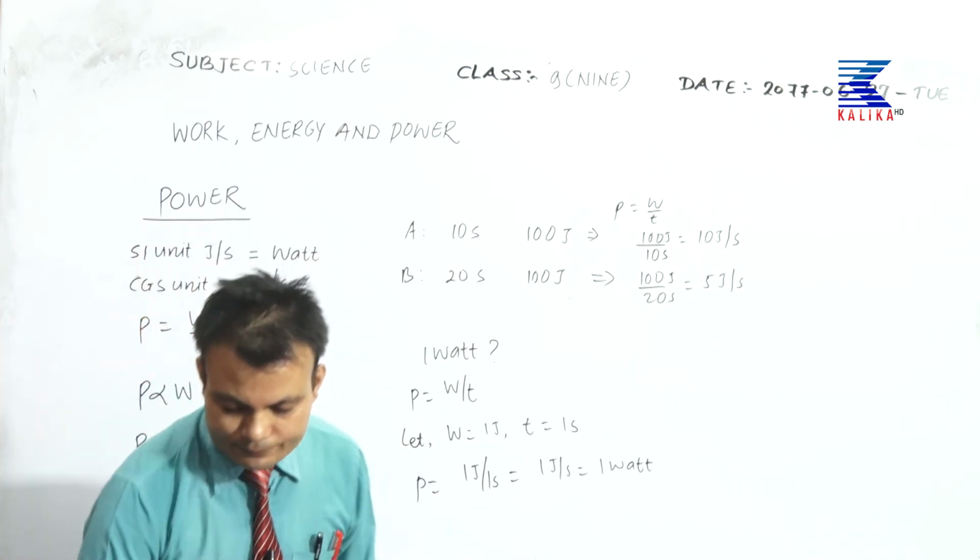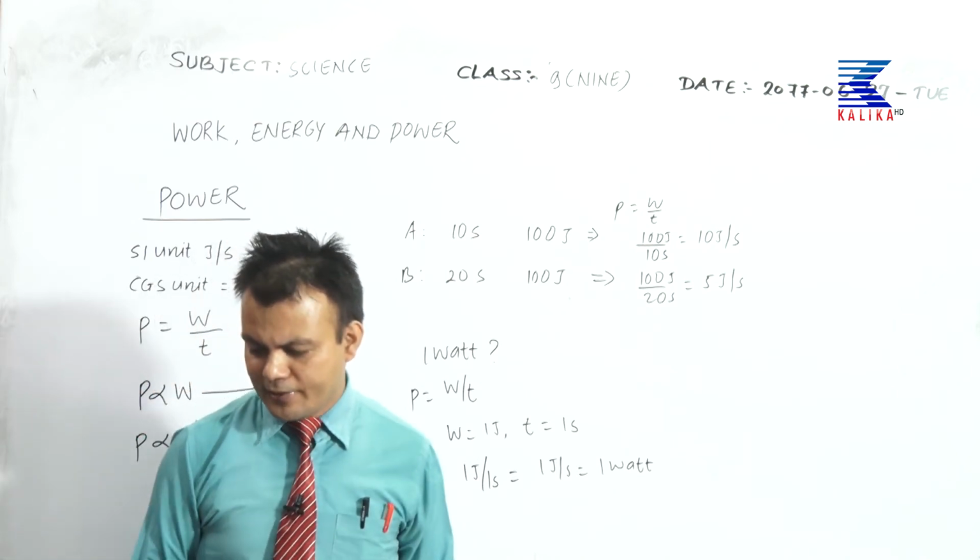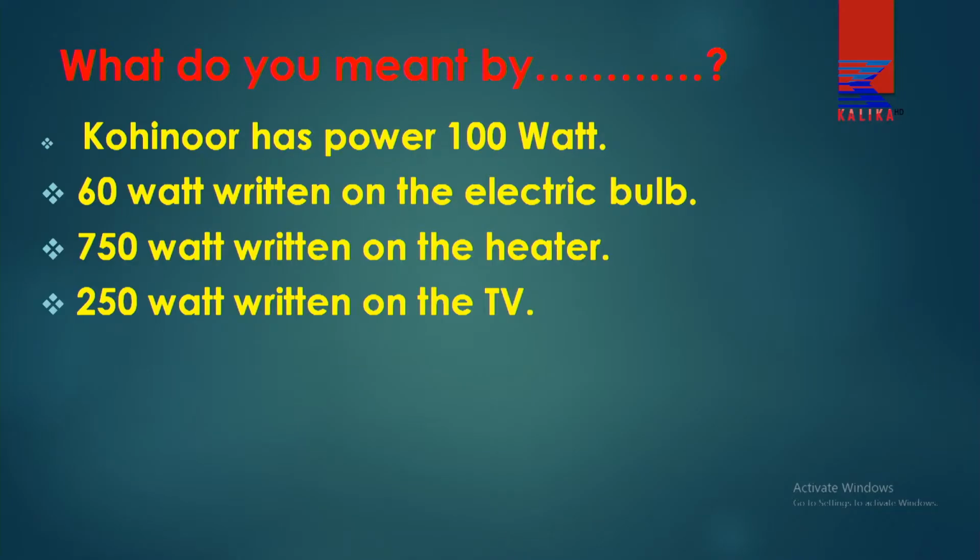Have a look at my screen. Another one. What do you mean by this statement? Kohinoor has a power 100 watt. Next, 60 watt written on an electric bulb, 750 watt written on a heater, 250 watt written on a TV.